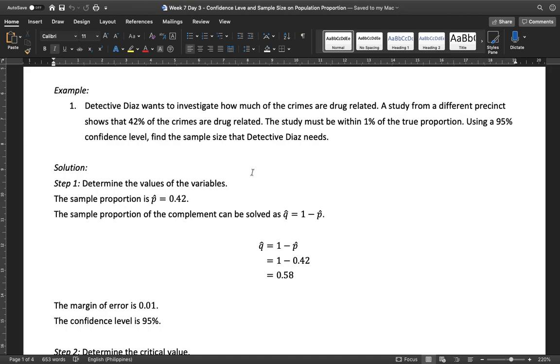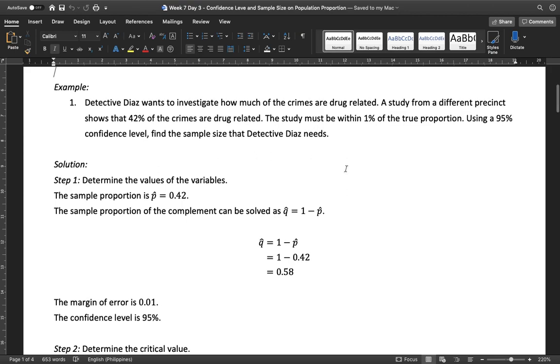So the first step that we're going to do here is determine the values of the variables. So, meron tayong sample proportion dito na 42%. So, it was derived from another study na napag-aralan na before. So, the sample proportion is 0.42. So, what will be the sample proportion of the complement? That would be q hat is equal to 1 minus p hat. So, remember, complement lang siya. So, 1 minus 0.42, that's equal to 0.58. So, q hat is equal to 0.58. That is the complement of the sample proportion.